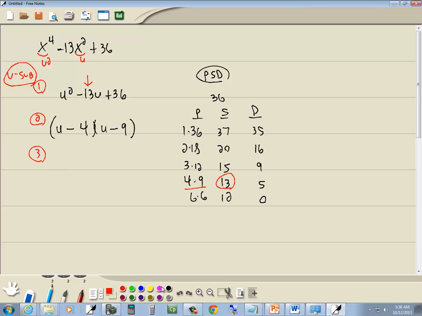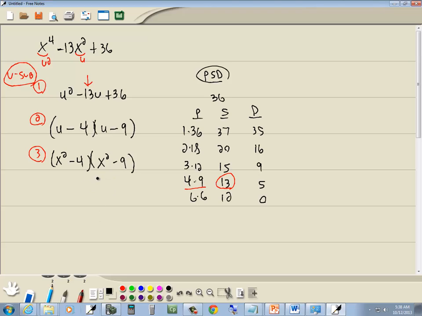Step 3 of the u substitution: plug u equals blank back in. Well, in this particular problem, we said u was equal to x squared. So we'll plug that back in. We've got x squared minus 4 and x squared minus 9.